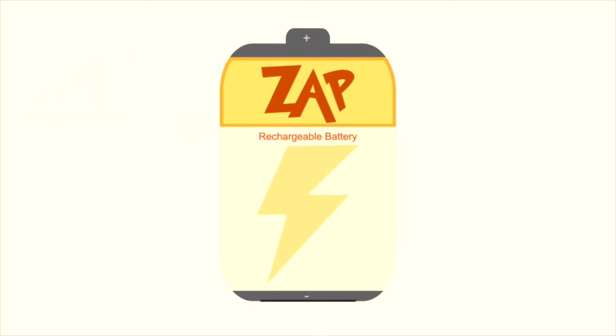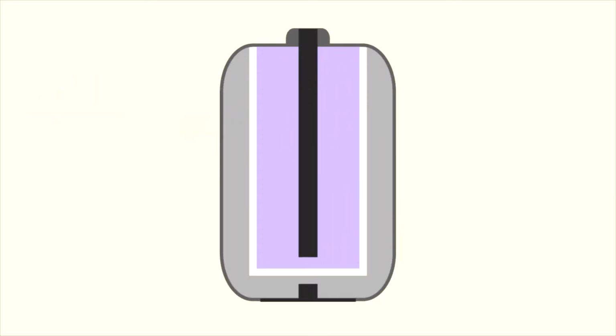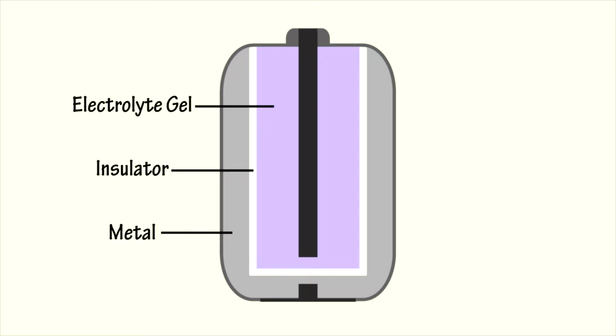Now, let's take a look inside this common household battery. Within its outer shell, the battery consists of a metal and an electrolyte gel. These are separated by an insulator, for example paper, which prevents the flow of electrons between the two. Graphite electrodes are also used to provide efficient electrical conduction.